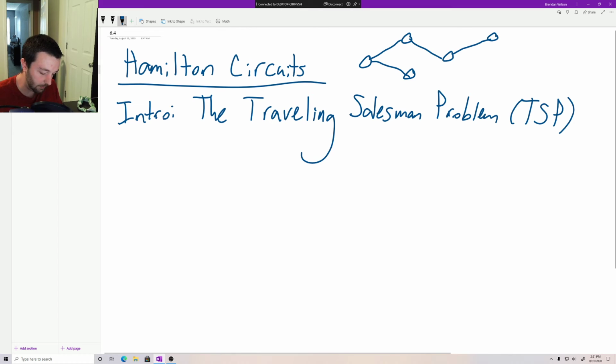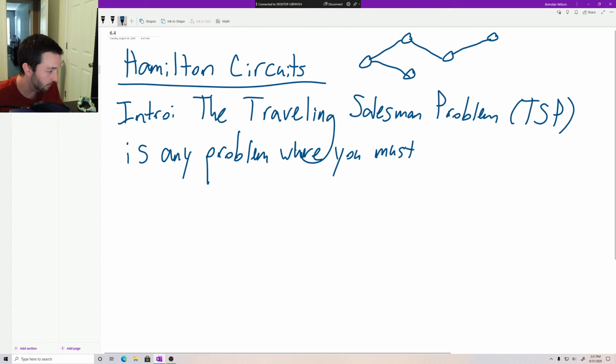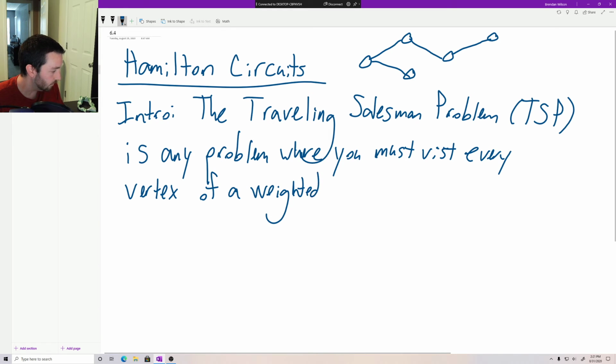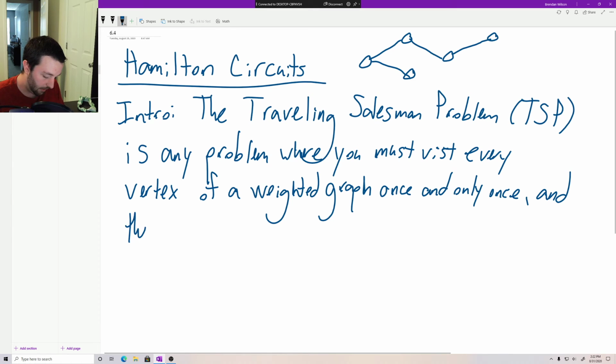But anyway, the traveling salesman problem is defined as any problem where you must visit every vertex of a weighted graph once and only once, and then end up back at the starting vertex. That's where we get the circuit part of this from.